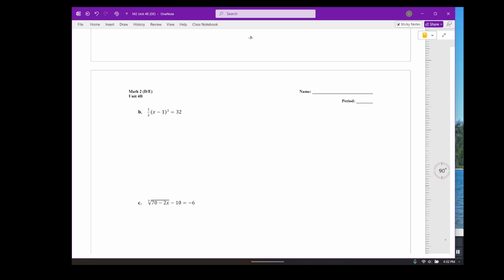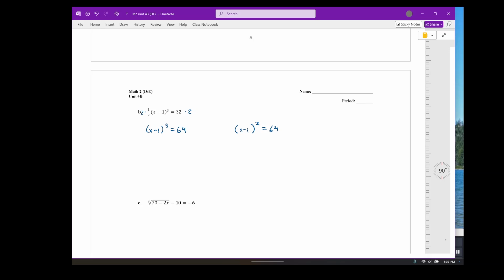So we're going to double both sides to get rid of the fraction. So multiply both sides by 2, and you get x minus 1 cubed equals 64. But then, how do you get rid of a cube, right? If it was squared, you take the square root of both sides. And also, if it's squared, let's say equals 64, you would take the square root.